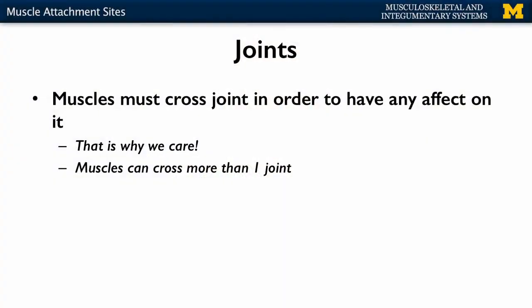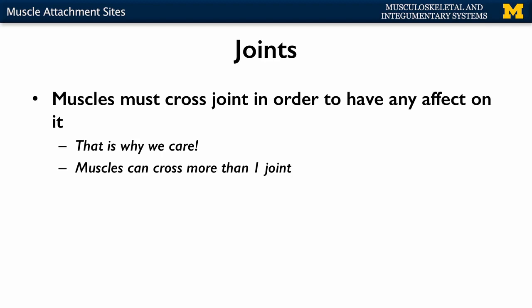So why do we care about origins and insertions? Well, it gives you an idea of which particular joints that muscle is crossing. And in order for a muscle to play a role in terms of the joint or the action of a joint, it has to cross that joint. Now, this is why we care. This is why it's worth understanding all of these attachment sites.